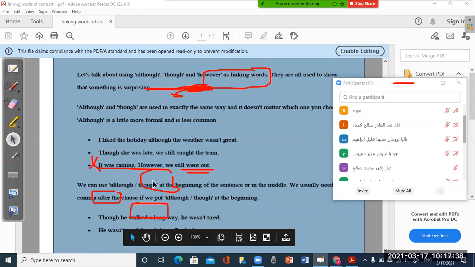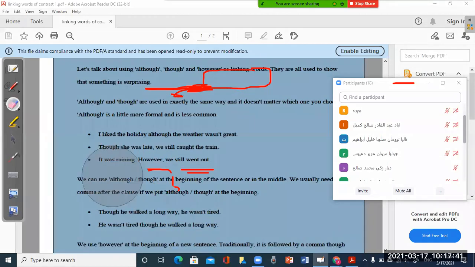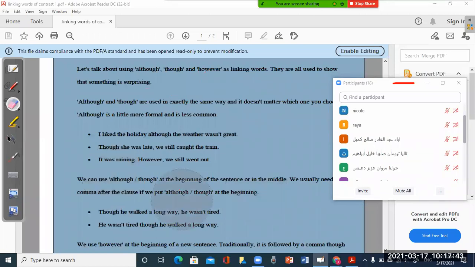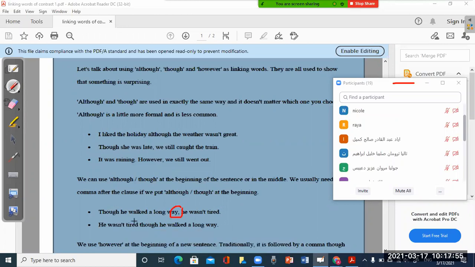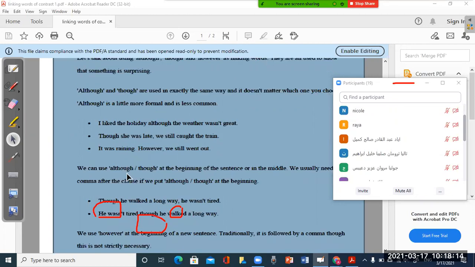Now, look at the examples here. Read them, please, Muhammad. He walked a long way. He wasn't tired. He wasn't tired, though he walked a long way. So what's the difference between the first and the second example? There is a comma and the position of though. In sentence number 1, where does it come? At the beginning of the sentence, with a comma in the middle. And in sentence number 2? In the middle of the sentence, with no comma. When it's in the middle, there is no comma. Okay?